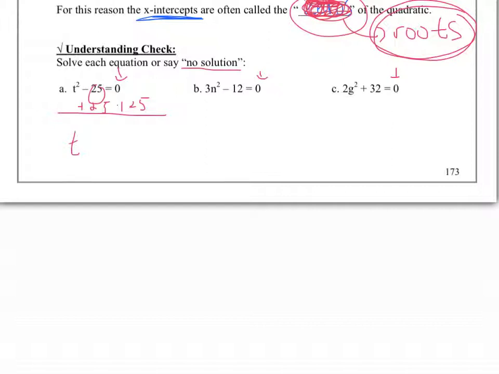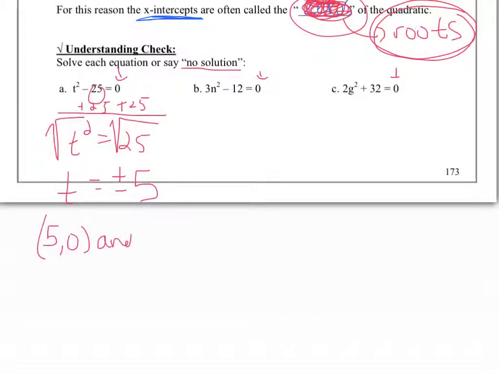That cancels out, so t squared is equal to 25. Then I need to take the square root of t squared and also 25. Whatever I do to one side, I do to the other, is equal to positive 5 or negative 5, so I'm writing it as plus or minus 5. Because we substituted in y for 0, we have x is 5, y is 0, and x is negative 5, y is 0. Again, these are the two x-intercepts, which are also called the roots. All right, so I'd like you to pause the video for a moment and try the next two on your own, B and C.